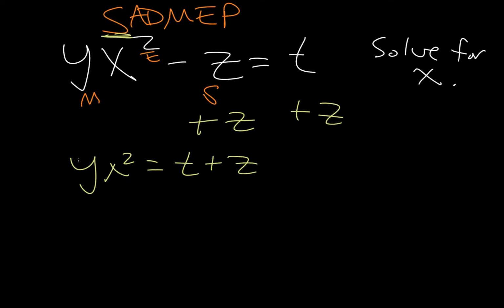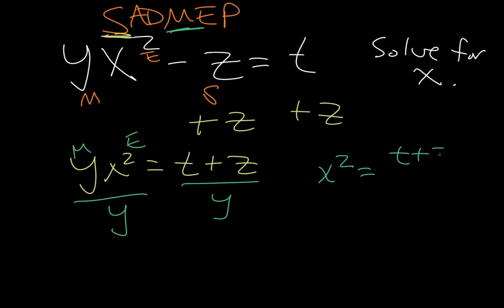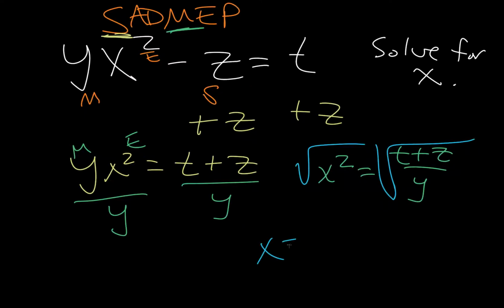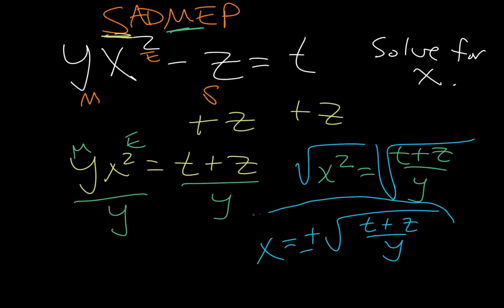Okay, identify what we have left. We have exponent, multiplication. Up here, multiplication comes first, so we undo that by division. So we have x squared equals t plus z over y. Then the last step, we square root. Don't forget that when we add a square root to a problem, we need to have plus or minus. And even though this answer looks really messy, we're just going to leave it and move on.